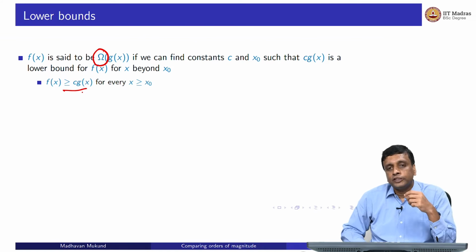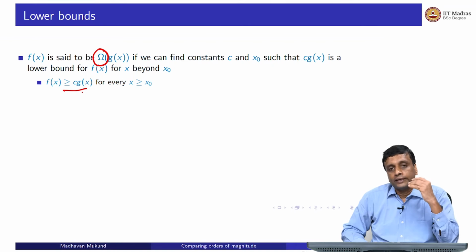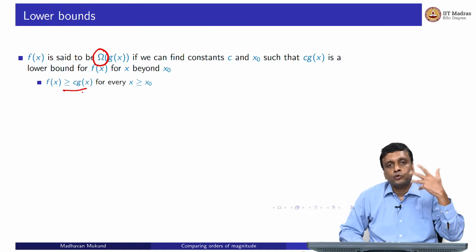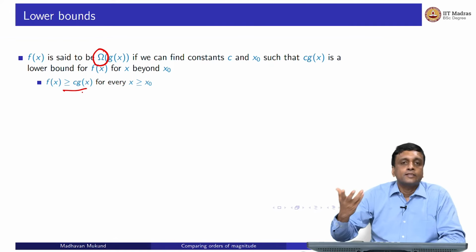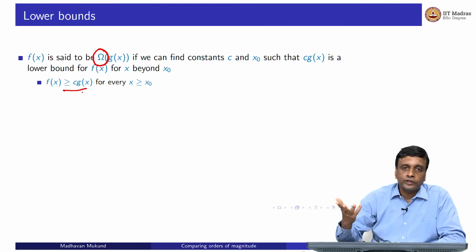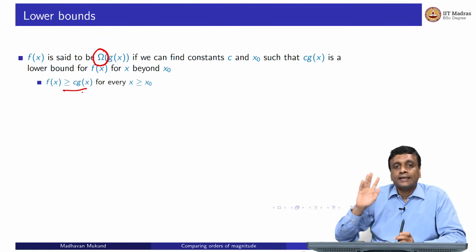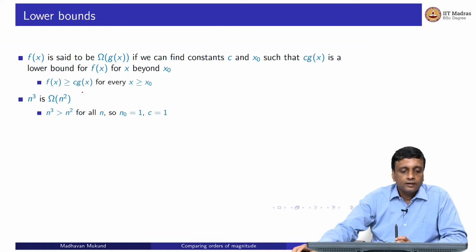If I know something of g of x, I know f of x is always above. So it's going to take at least so much time. That's what you say for a lower bound. It cannot take less than so much time. So if g of x is some known quantity, it will say f of x, I don't know what it is, but it is big omega of g of x. It cannot take less time than g of x.